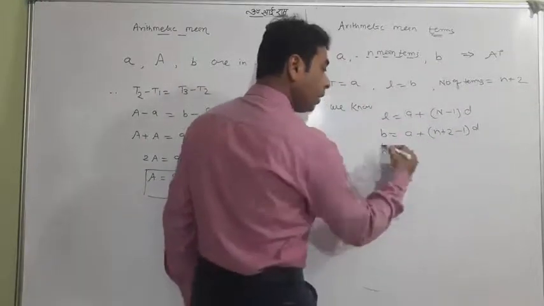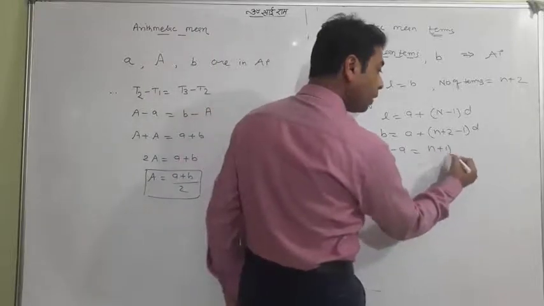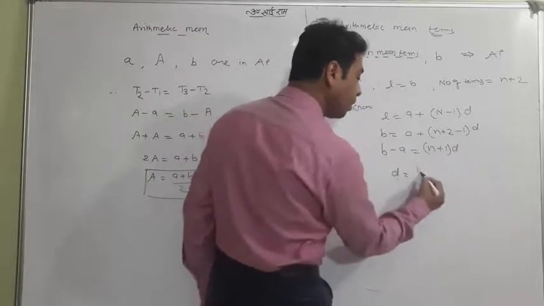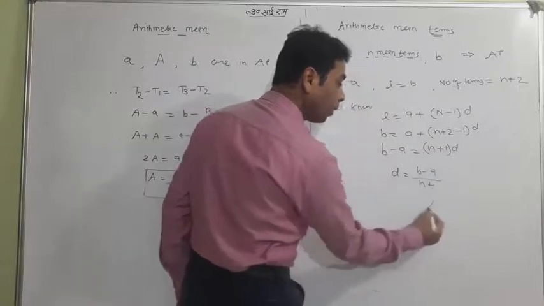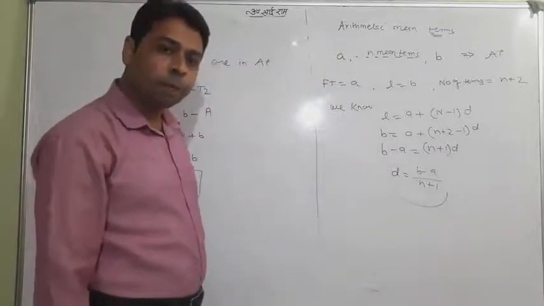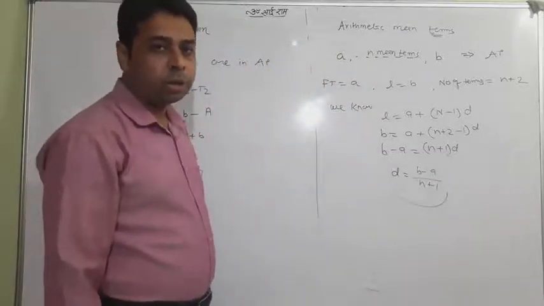So B minus A equals (n plus 1) into D, and students, now keep remembering D equals (B minus A) upon (n plus 1). This is now a very simple formula you have got. So what will be coming?